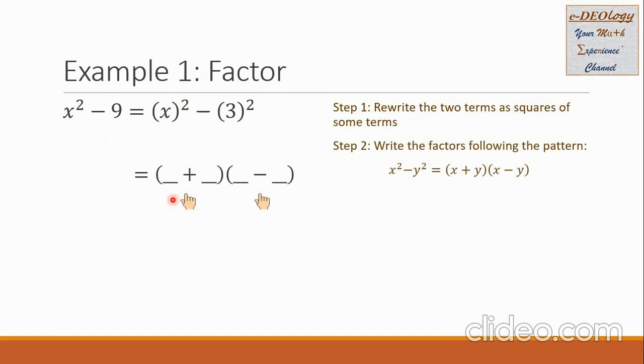It means we expect two binomials in our answer. But take note that the signs must be different. One is positive, the other is negative. We're going to put x on the first blank of the binomials. And then the 3 will be the second term of each of the binomials. So we see here we have x plus 3 times x minus 3. So this is our answer.